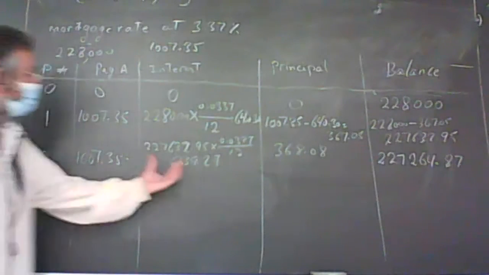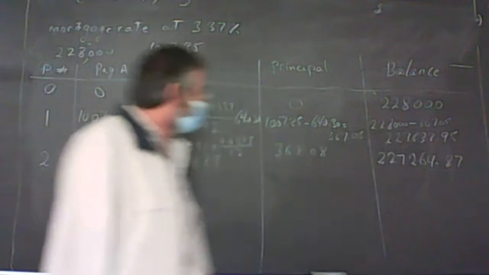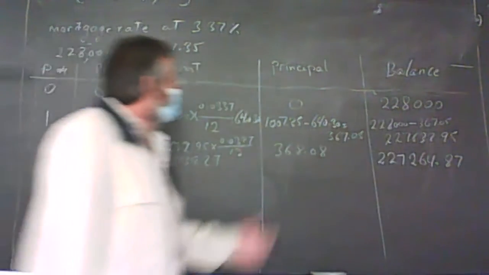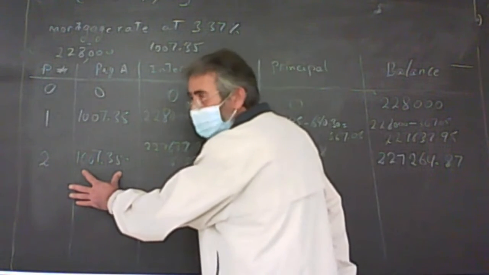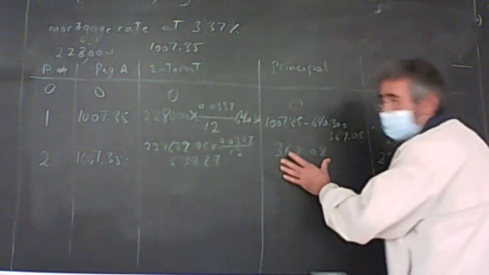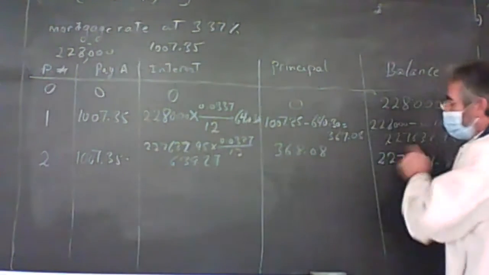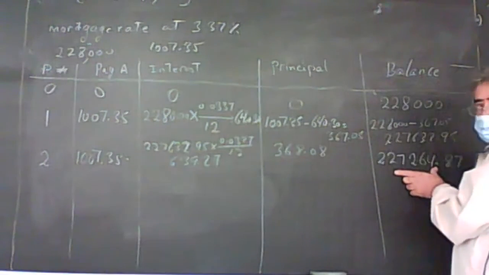Yes. Now to figure that out, we figured how much we owed, the balance the month before, multiplied by the interest rate, gave me the interest. Subtract the interest from the payment I made. This is the portion I paid toward the balance. Subtract that from the previous balance. That will give me the next balance.